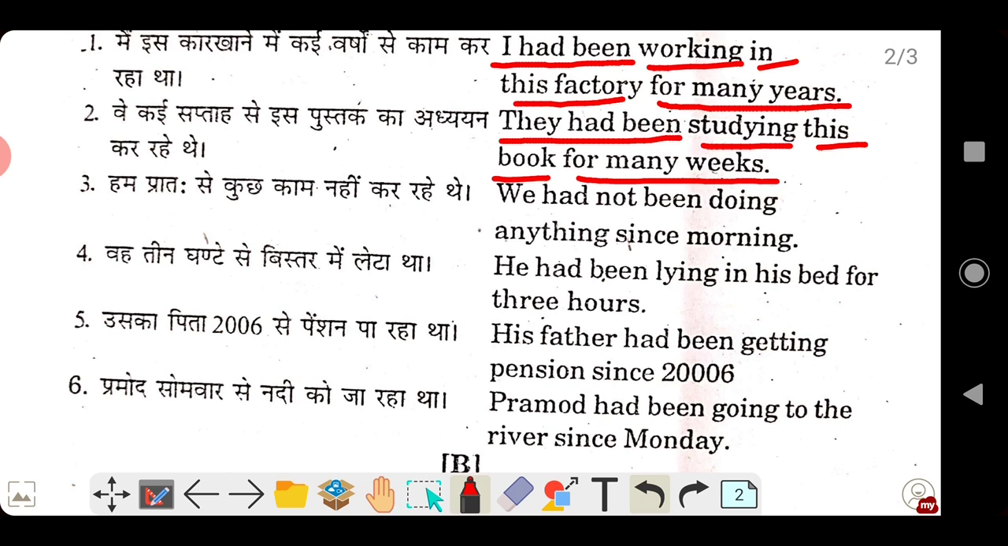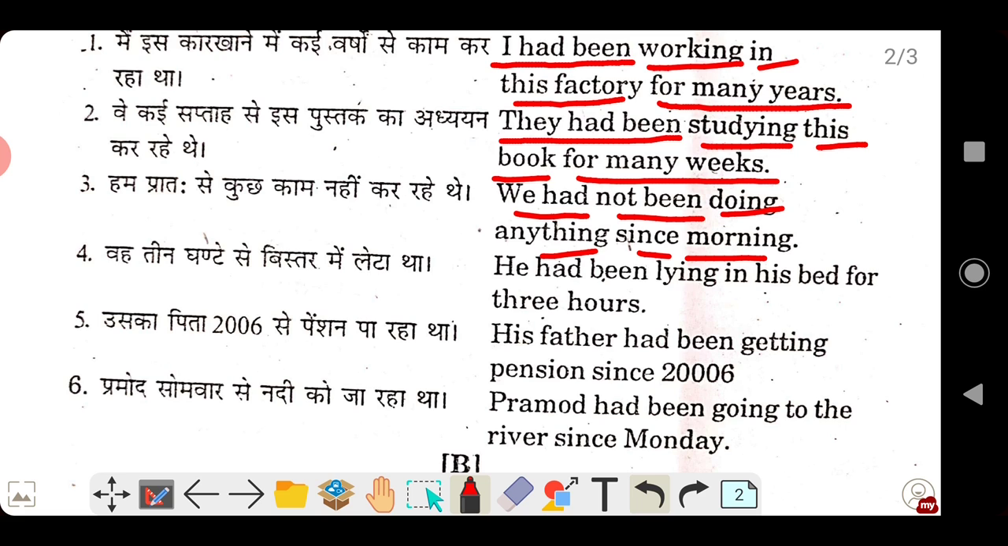Next sentence, we had not been, there is a negative sentence. We had not been doing anything since morning. We hadn't, it's a contracted form that I spoke just before 2 seconds. We hadn't been doing anything since morning.